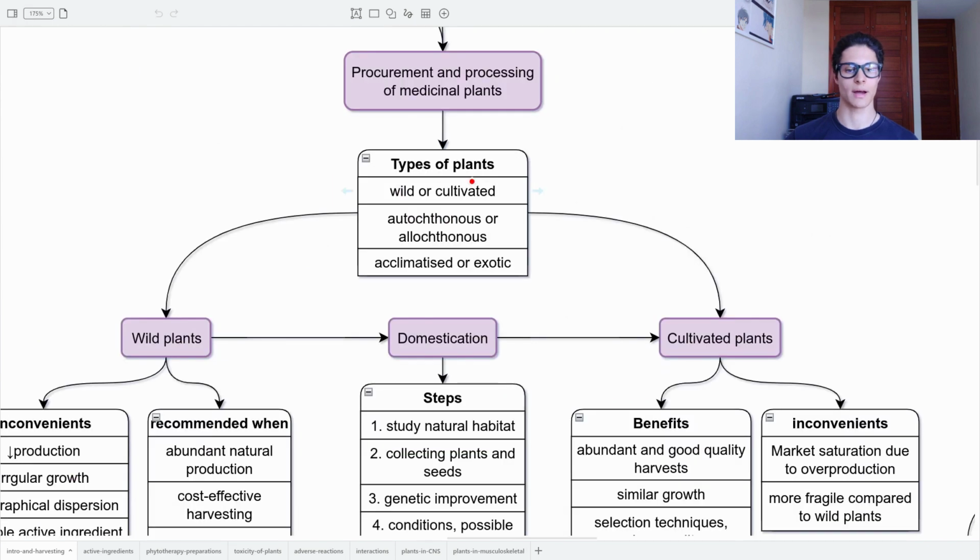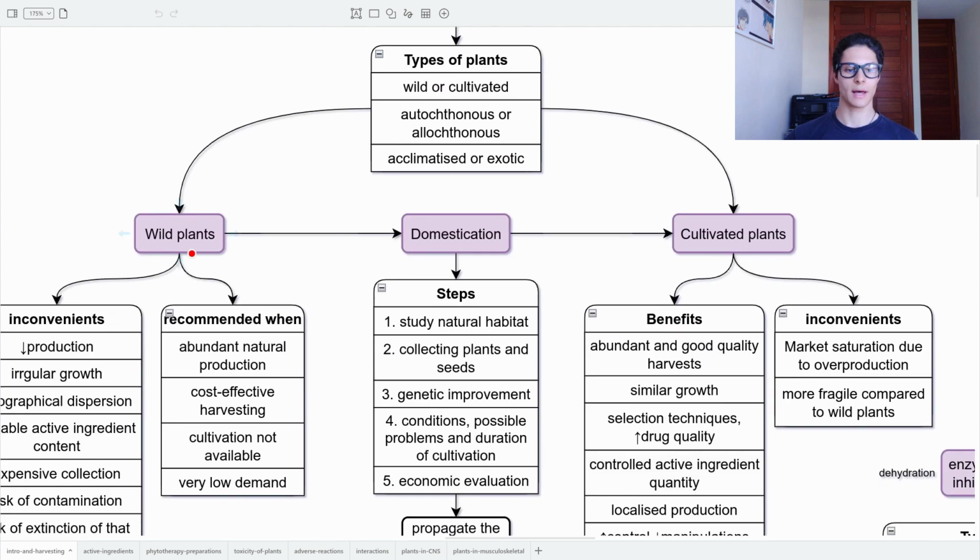Types of plants we can find: wild or cultivated, autochthonous or allochthonous, acclimatized or exotic. Acclimatized means that they have been imported and they got used to the weather. So, wild plants and cultivated plants, the main differences.